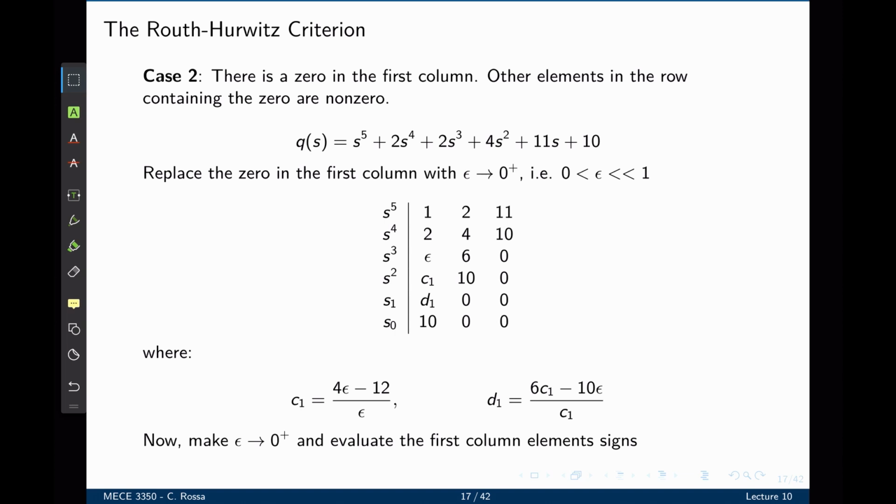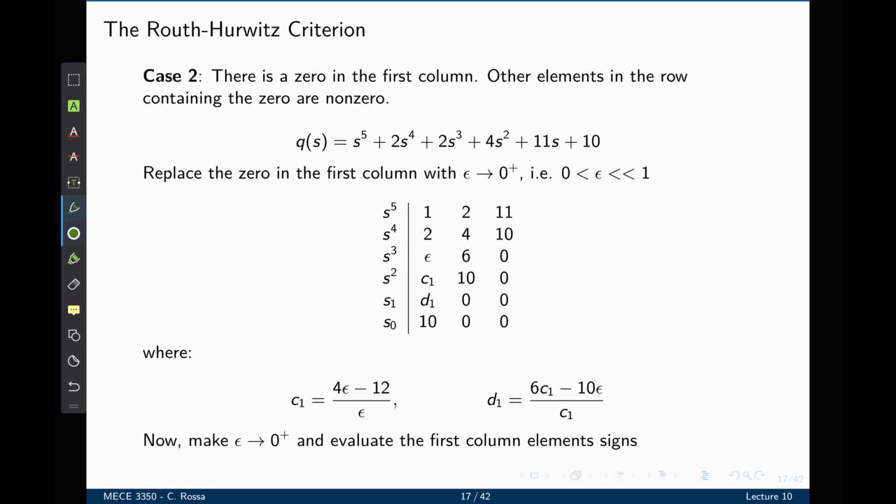One special case occurs when there is a 0 in the first column and the other elements in the row containing the 0 are non-zero. If you take this polynomial and fill out the array, you will see that at this location here we'll have a 0 element. This 0 will create problems because when you try to calculate C1, C1 will be 2 times 6 minus 4 times 0 divided by 0, and this blows to infinity. This always occurs when you have a 0 element followed by at least one non-zero element in the first row.